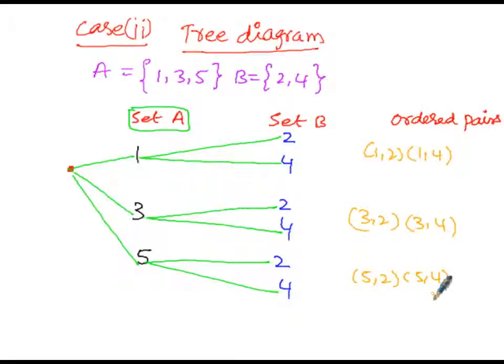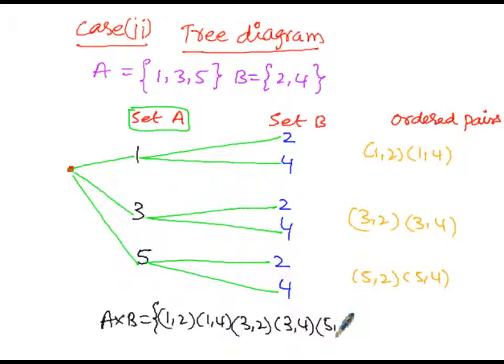So here on the whole we can get the A cross B elements as 1, 2, 1, 4, 3, 2 and 3, 4, 5, 2 and 5, 4. So these are the elements or the ordered pairs of A cross B by means of the method called the tree diagram.